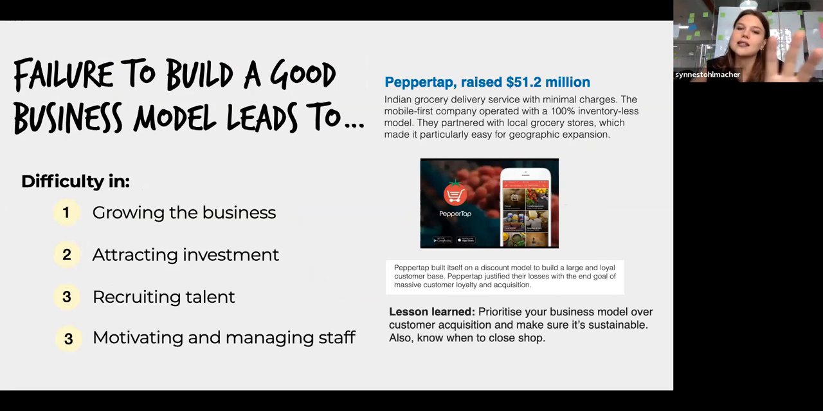I'm going to give you a very quick example of PepperTap, which was an Indian on-demand delivery service for grocery stores. They raised more than $51 million. They were a mobile-first company, and they had a 100% inventory-less model. So it was a little bit similar to HappyFresh. But PepperTap built a discount model where they wanted to build a very large and loyal customer group. They were not making any money. And they ended up having to close shop because they were focusing on growth rather than revenue too soon.